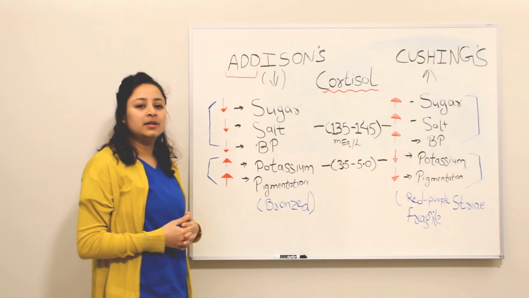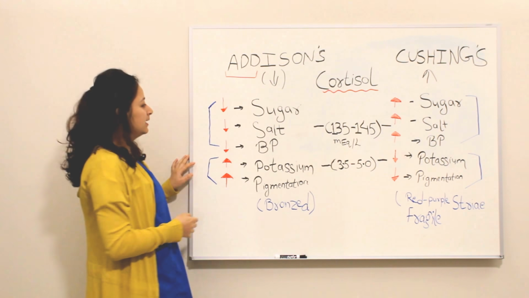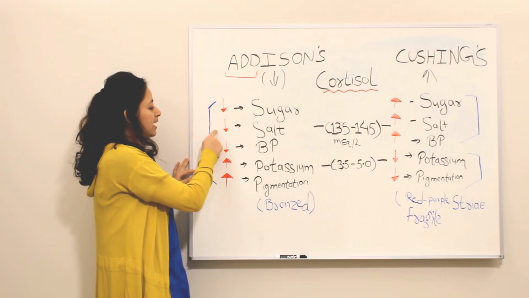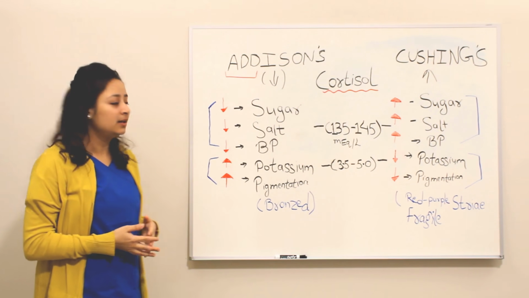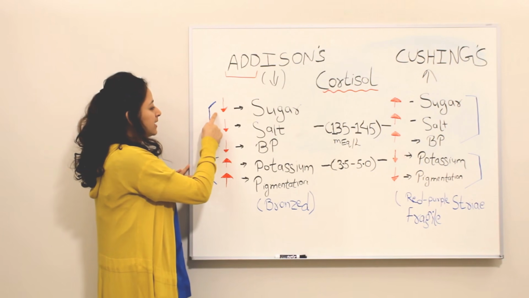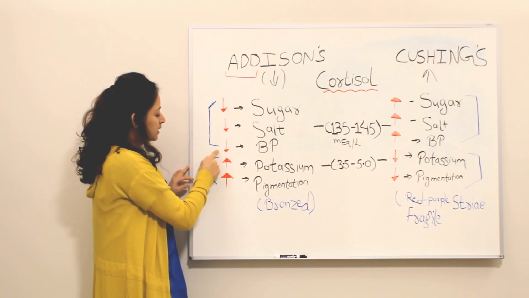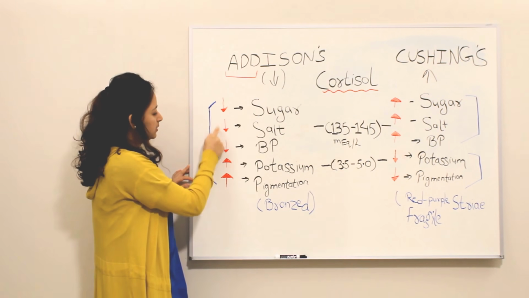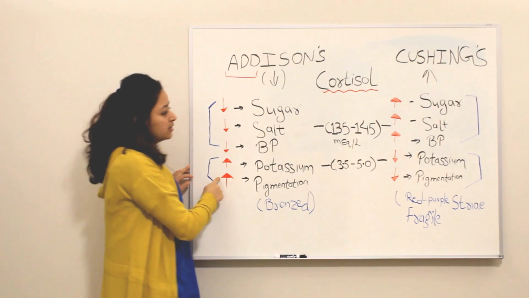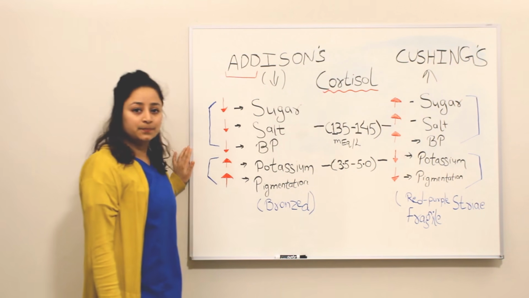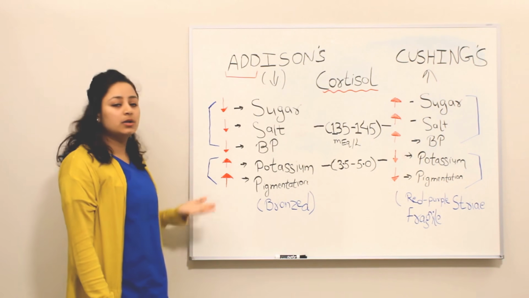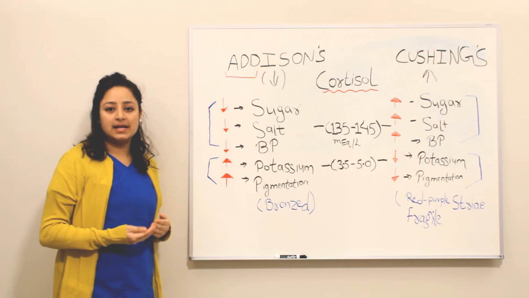Especially for the exam, how I studied was, look at this arrow. I have made this arrow just to make it simple. So when you look at this arrow, it is down, down, down, and this one is up, up. Down, down, down, up, up for Addison's, and up, up, up, down, down for Cushing's. So the first down is sugar, which means hypoglycemia.